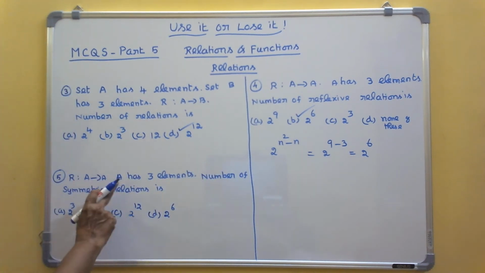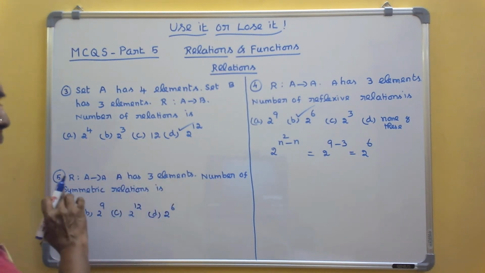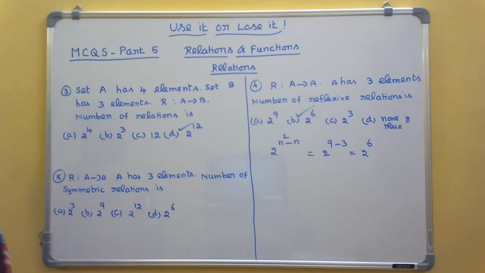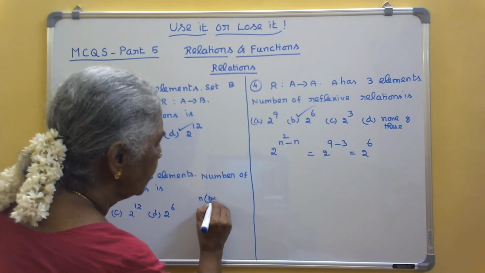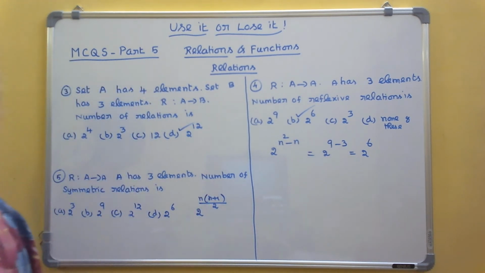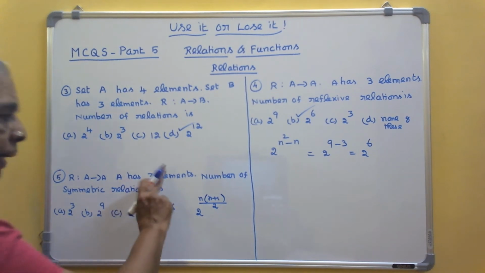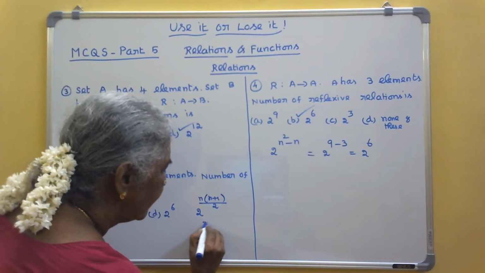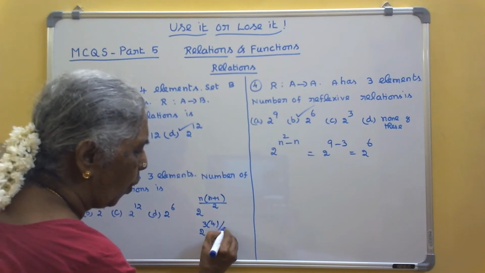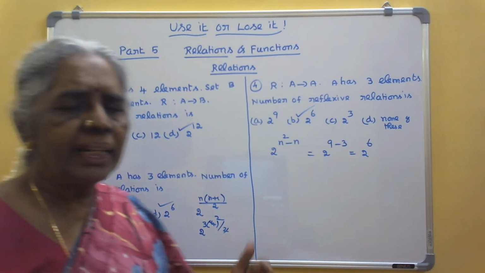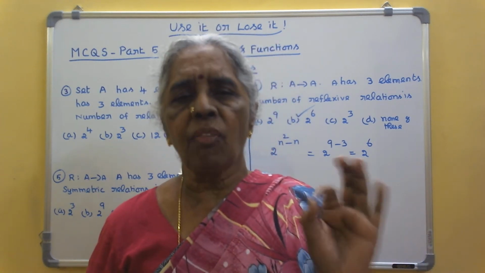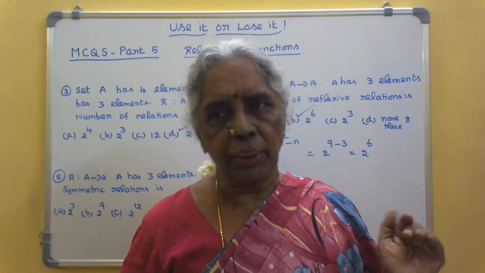No more working. Now here see the fifth sum. Here also the relation is from A to A. A has 3 elements. The number of symmetric relations is, remember the formula for this? That is 2 power n into n plus 1 by 2. That is the formula. So now your n is 3. So it is 2 power 3 into (3 plus 1), that is 4, by 2. So it is 2 power 6. So it is option D. So these three sums are very straight sums. So learn the formulae well, then you will be able to do it. Okay.